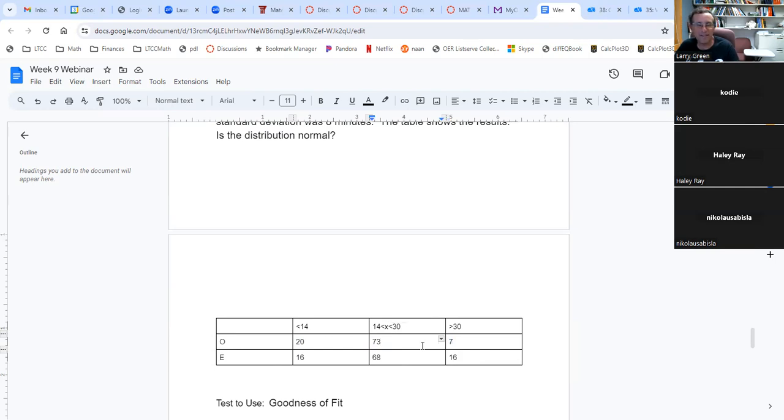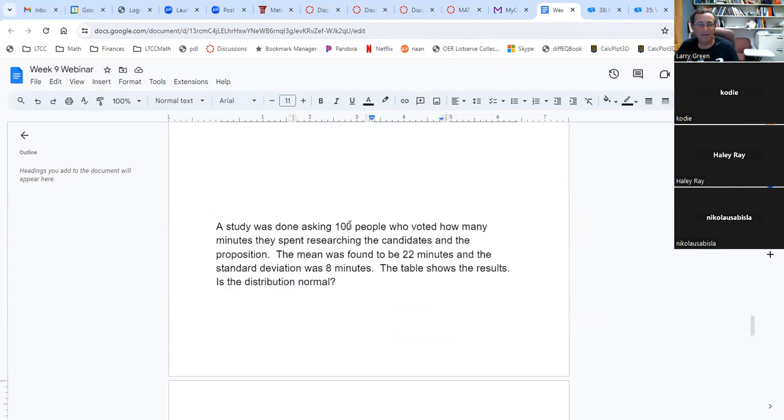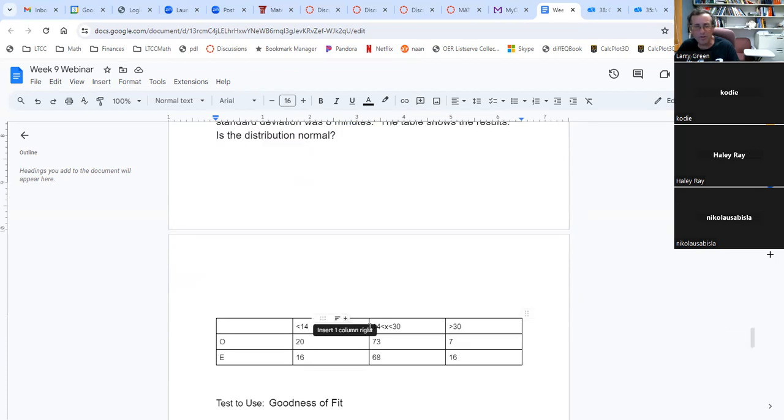Any questions on that? Just to make it easy, 20 plus 73 plus 7 is 100. Do you see that? Because we asked 100 people. Then the empirical rule says that 68% should be within 1 standard deviation of the mean if you have a normal distribution. 68% of 100, hopefully you don't need a calculator for that, is 68. All right, any questions on that?